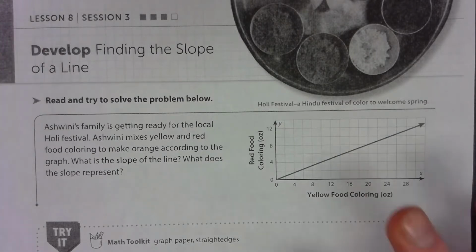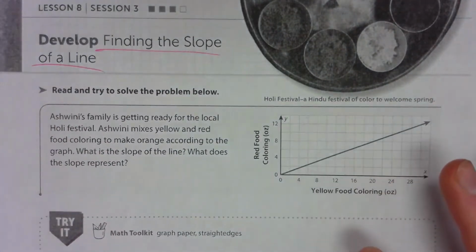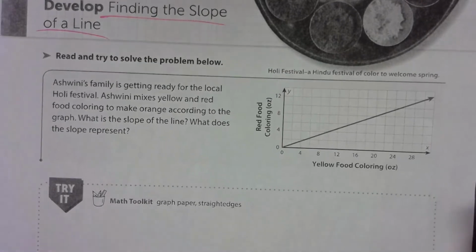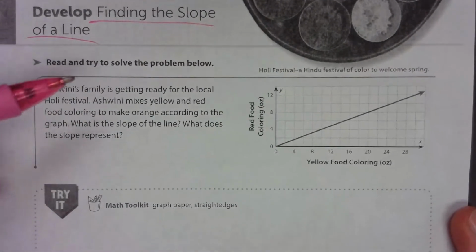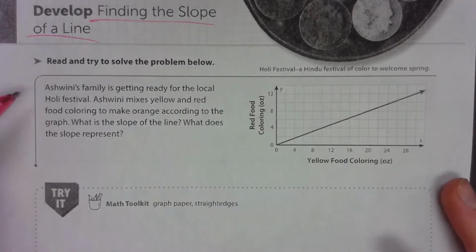And we're going to talk about, here's our objective again. We're going to talk about finding the slope of a line, okay? Finding the slope of the line and how we can do that in many different ways. We're going to run through this problem really quickly so we can get to the next page.